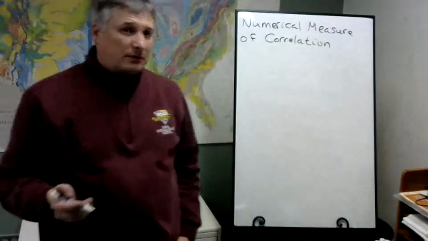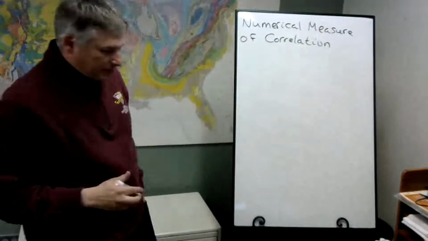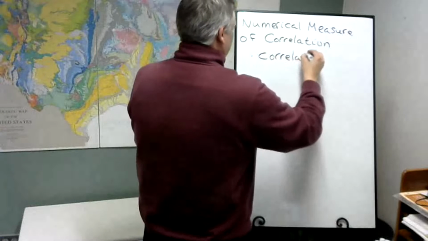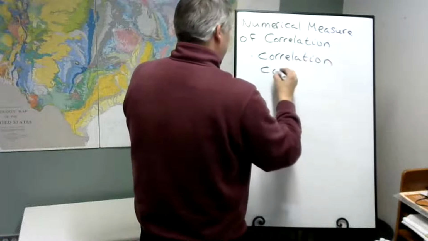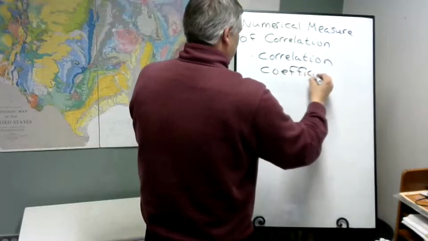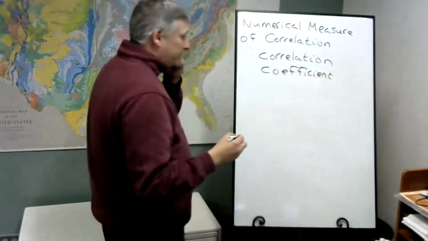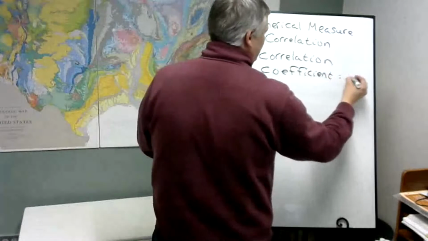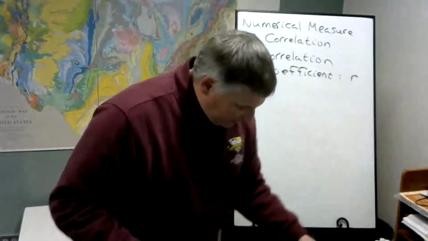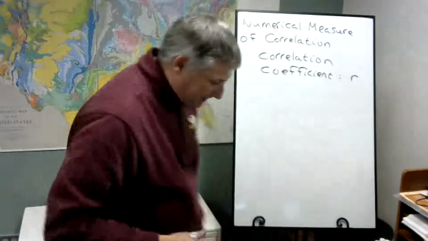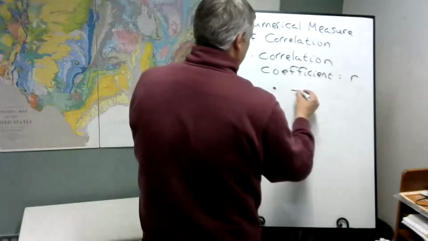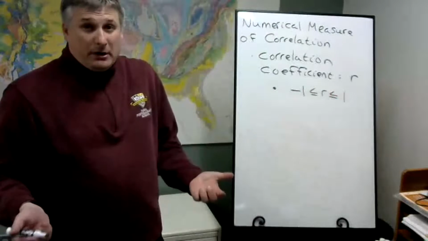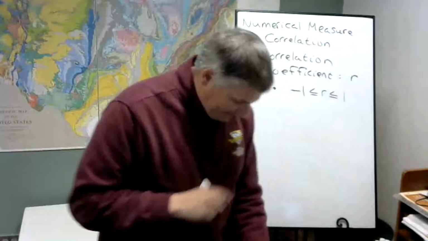We want a numerical measure of correlation. And so what that's going to be, we're going to use what's called a correlation coefficient. And we represent it with the letter R. So I'm going to give you some properties of R here. First off, R is going to be between -1 and 1, and it could be -1 or 1, either way.